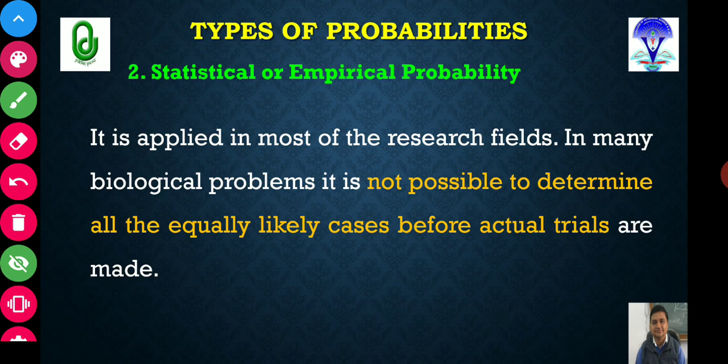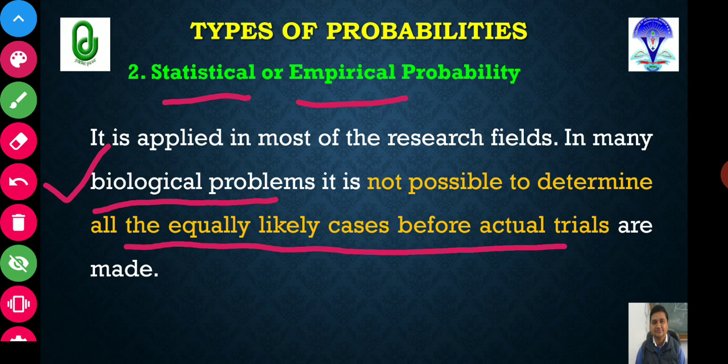Now the second one is the statistical or empirical probability. It is applied in most of the research fields and in many biological problems. In many biological problems, it is not possible to determine all equally likely cases before the actual trial. So in many of the biological experiments that we conduct in veterinary or any biological field, before conducting the experiment, you cannot say what the possible outcome will be or whether the events will be equally likely or not. Such kind of probability is known as statistical or empirical probability.